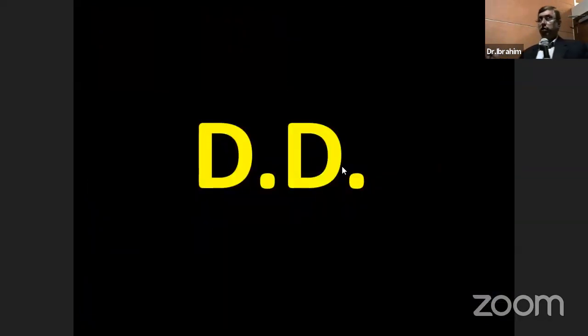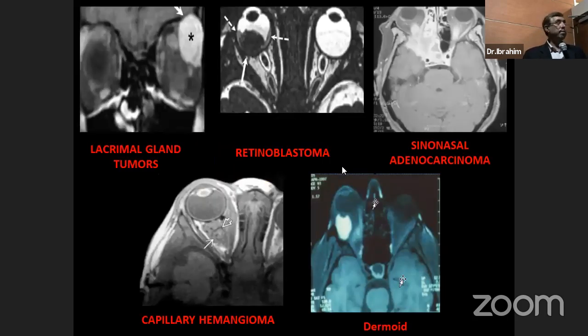What is the differential diagnosis of this case? Easy. You'd find that it is not easy. All these are cases that have been pathologically proven. So I'm not lying to you, I'm not putting labels on you. These are pathologically confirmed. This is lacrimal tumor, retinoblastoma, sinusal carcinoma, capillary hemangioma, dermoid, one of my cases.